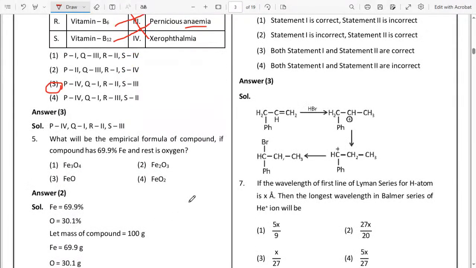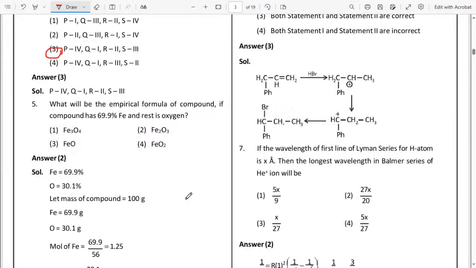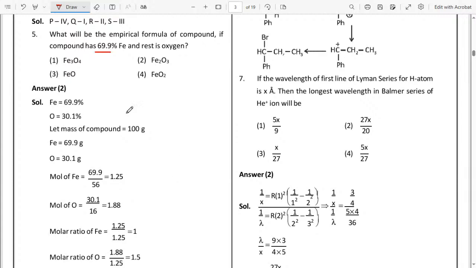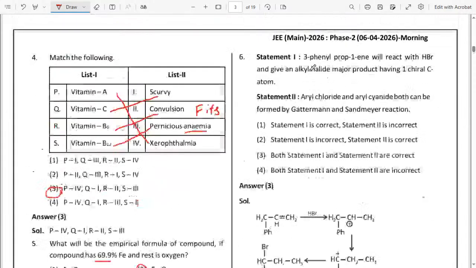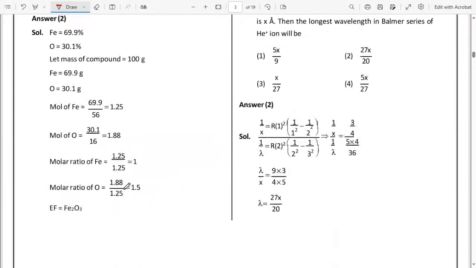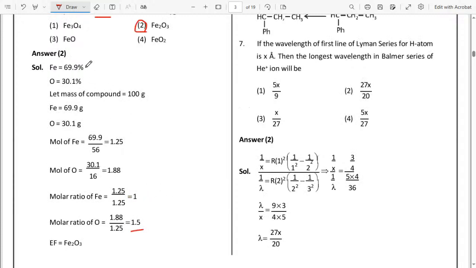What will be the empirical formula of the compound if the compound has 69.9% iron and the rest is oxygen? With 69.9%, you can straight away calculate, or you can choose Fe2O3. How much is it having? Roughly 70%, right? So the ratio you can calculate from this. The molar ratio of oxygen is 1.88 by 1.25. 69.9% means 70%, and the rest is 30, so it is 31.5, right?